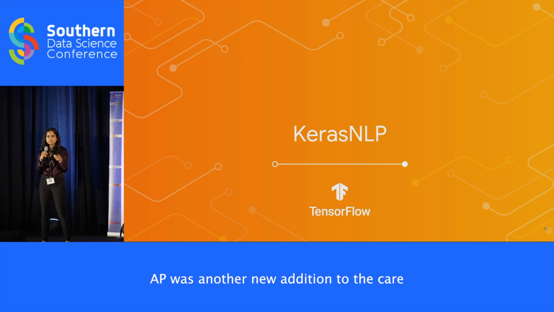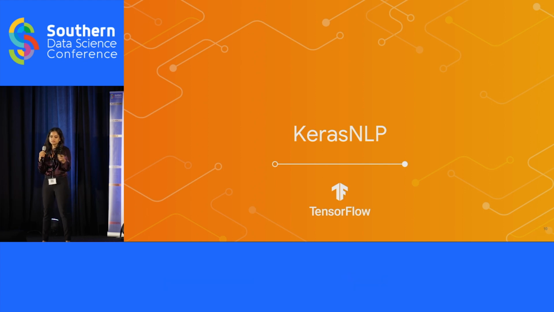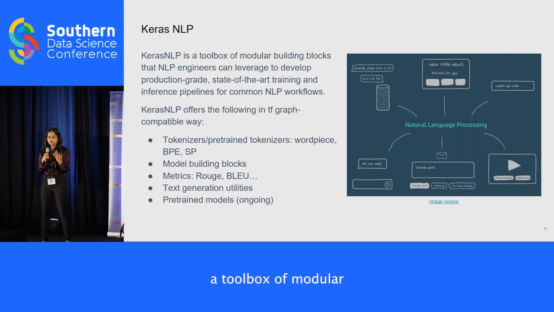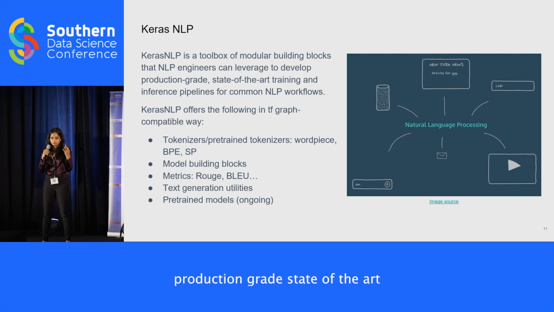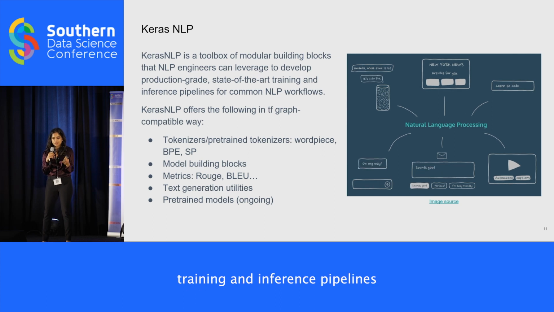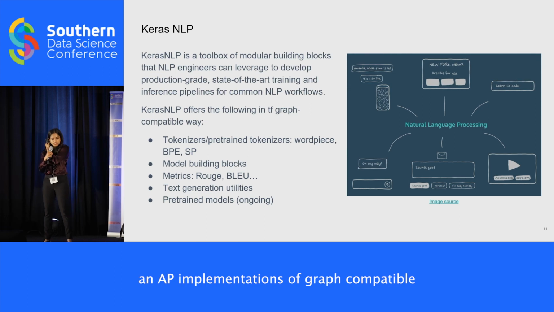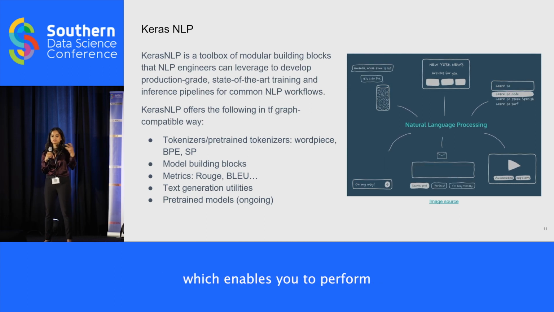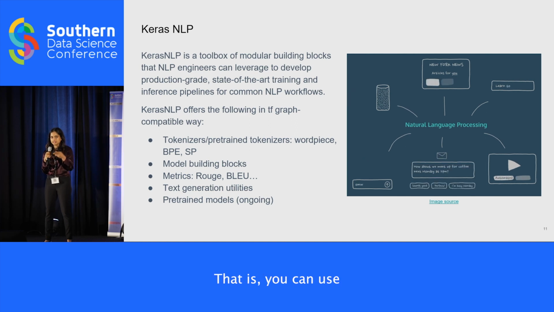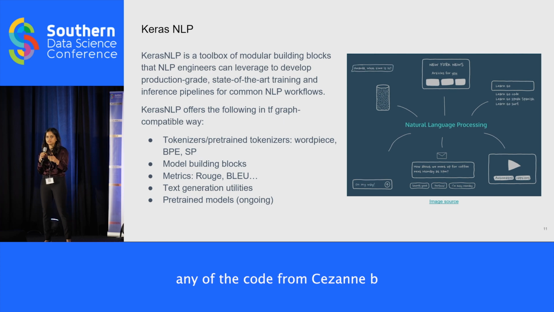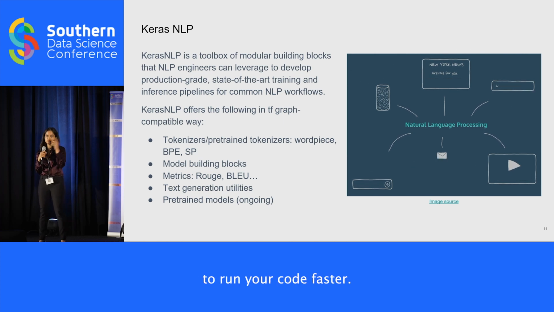Keras NLP was another new addition to the Keras ecosystem in the past year. This is for natural language processing. So Keras NLP is a toolbox of modular building blocks that allows NLP engineers to leverage and develop production-grade, state-of-the-art training and inference pipelines for common NLP workflows. Again, Keras NLP implementations are TF Graph compatible, which enables you to perform training and inference faster. That is, you can add the tf.function decorator to any of the code from Keras NLP, and you will be able to run your code faster.